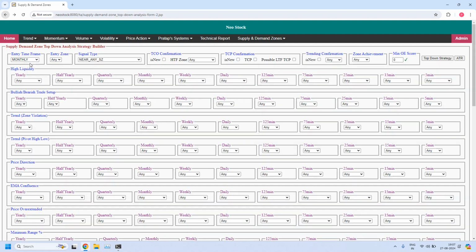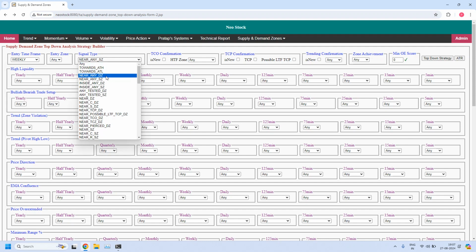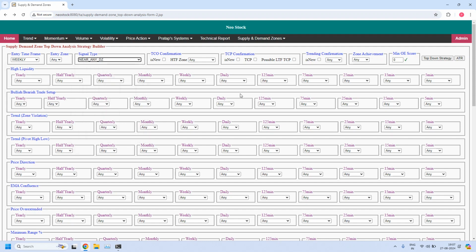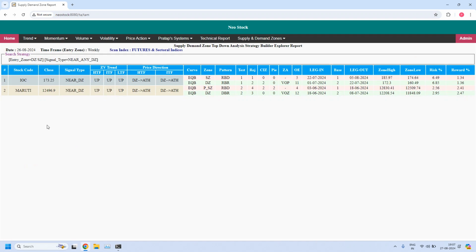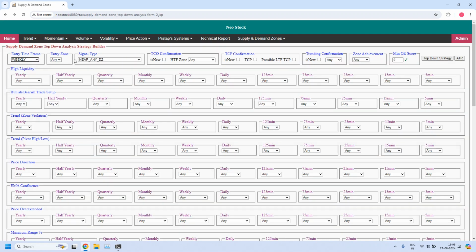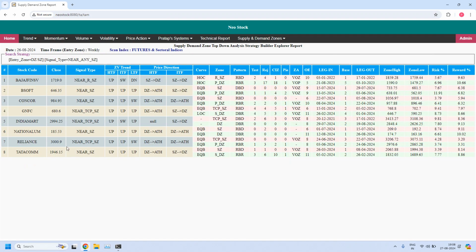Next time frame is weekly. Let us find the stocks near weekly demand zone. Two stocks are filtered near to the weekly demand zone. Next report for weekly time frame, let us find the stocks near weekly supply zone. 8 stocks are filtered near to the weekly supply zone.